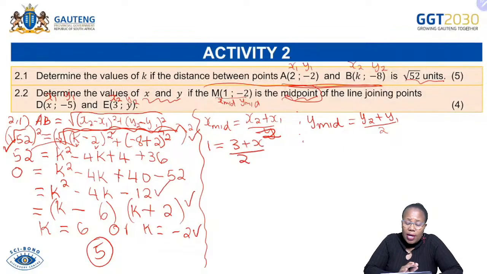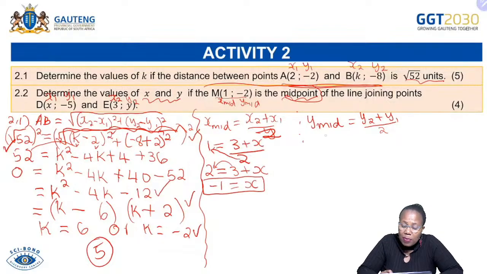And then let's deal with the x, and then we'll go to y. That is 2 times 1, which is equal to 2. Then you are left with 3 plus x on this side. And then we transpose 3 to this side. X will be equal to 2 minus 3, which is minus 1.